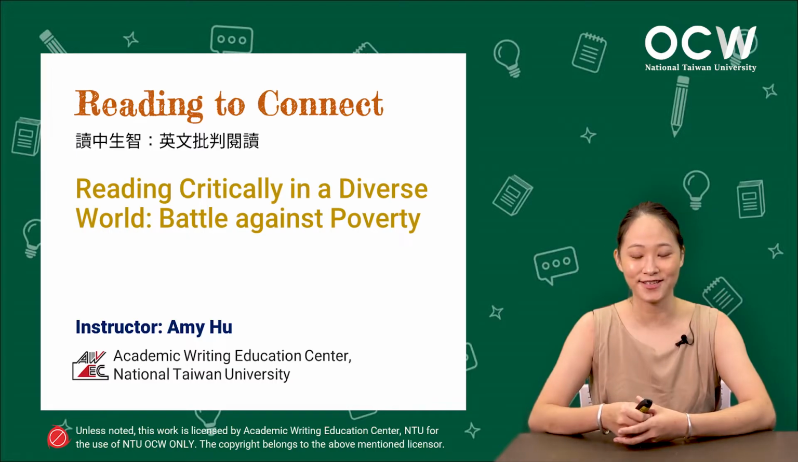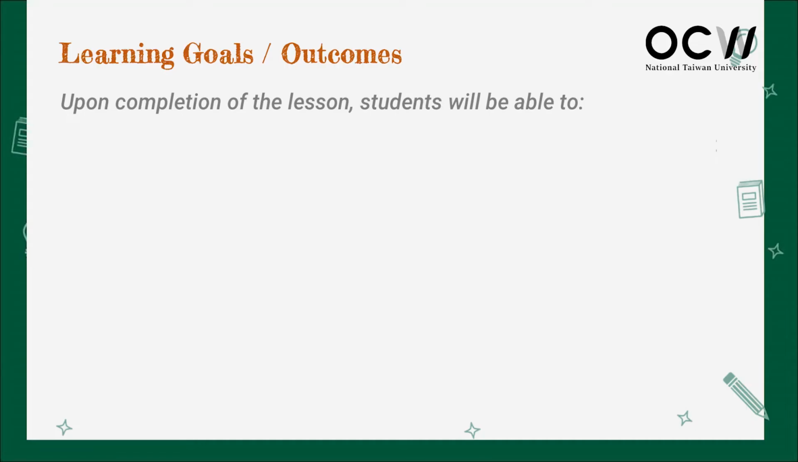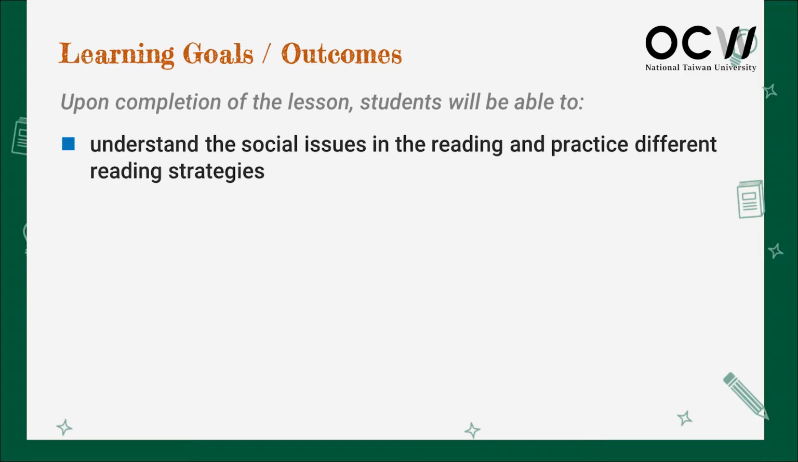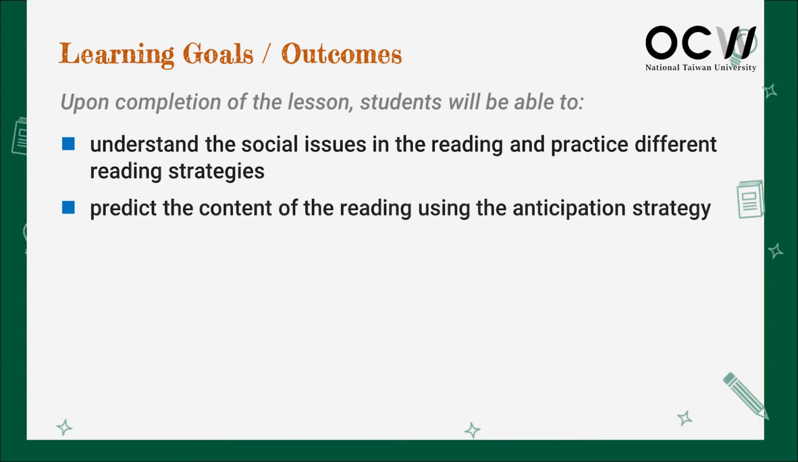So let's get started. We have 6 different goals for today's class. First, we're going to understand how social issues play an important role in reading, especially critical reading. And then I'm going to teach you and guide you through several strategies that you can apply when you are conducting a course of critical reading.